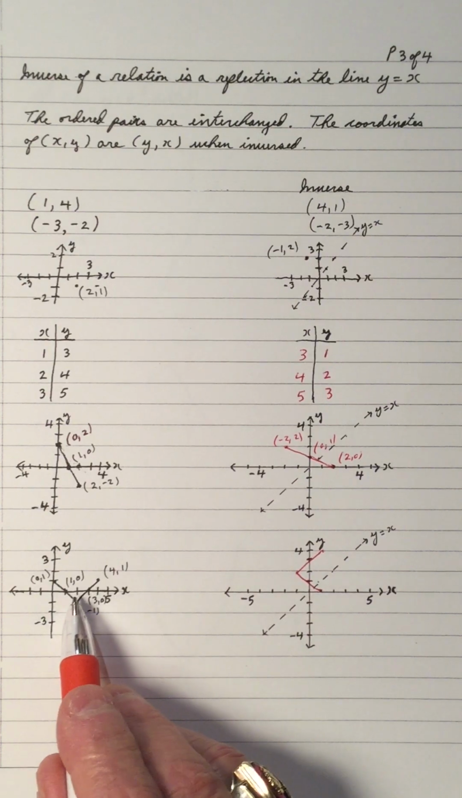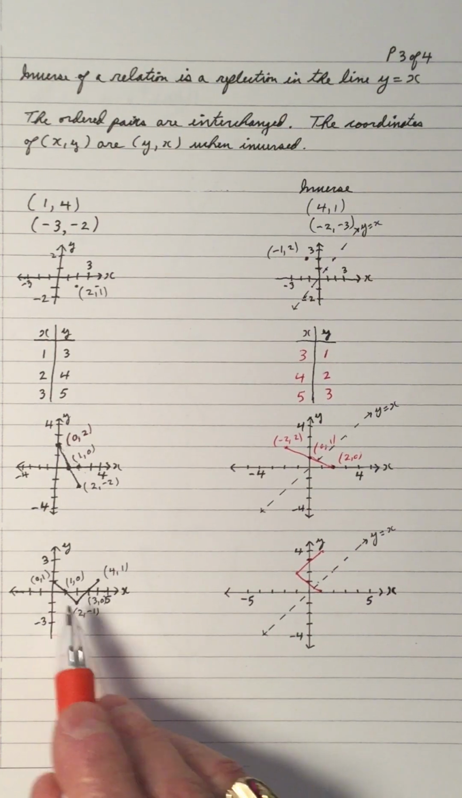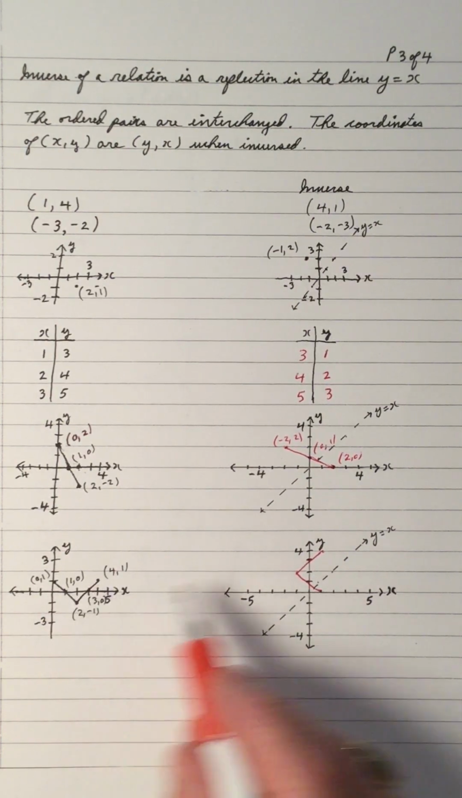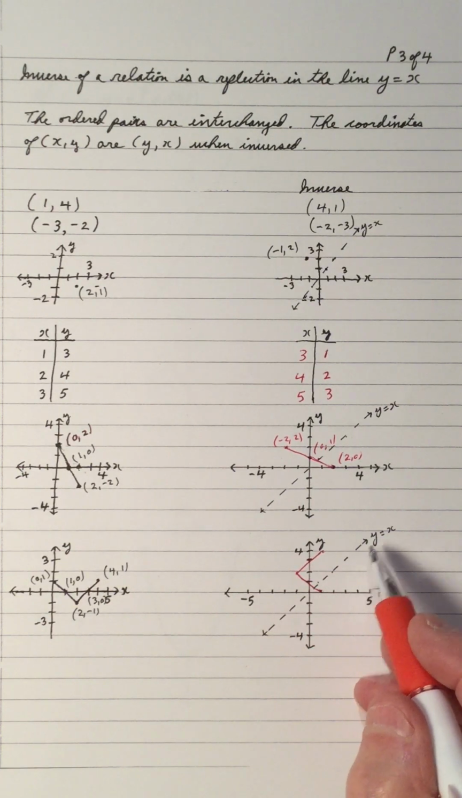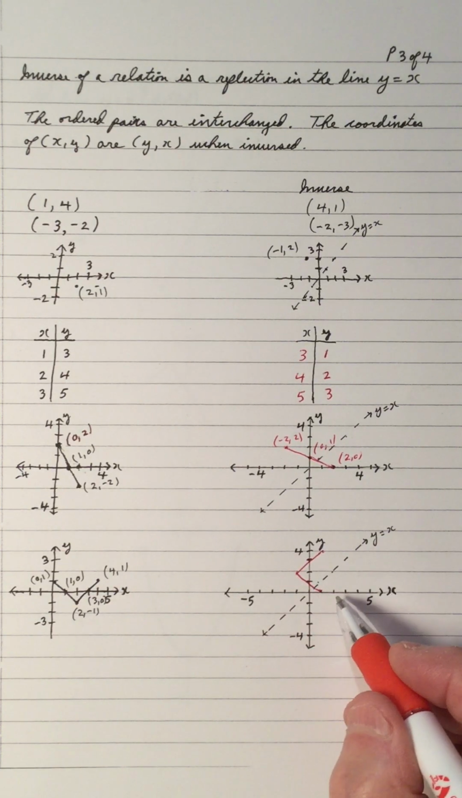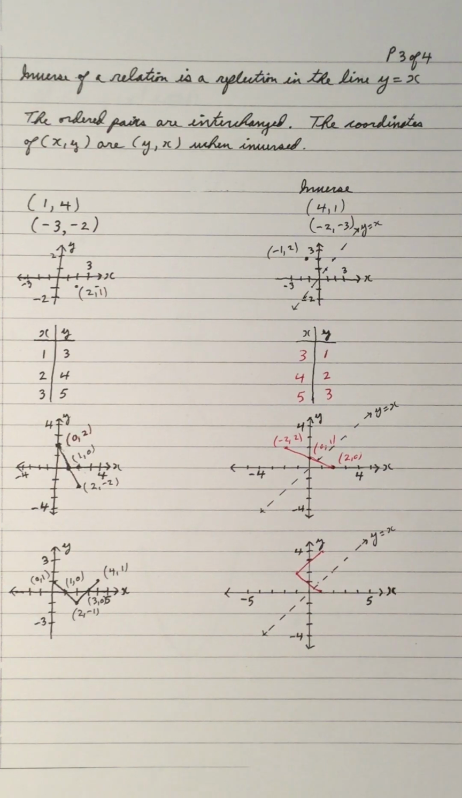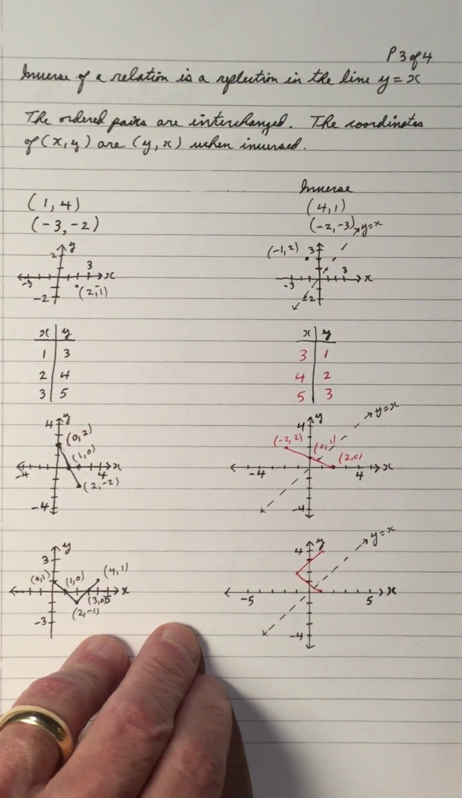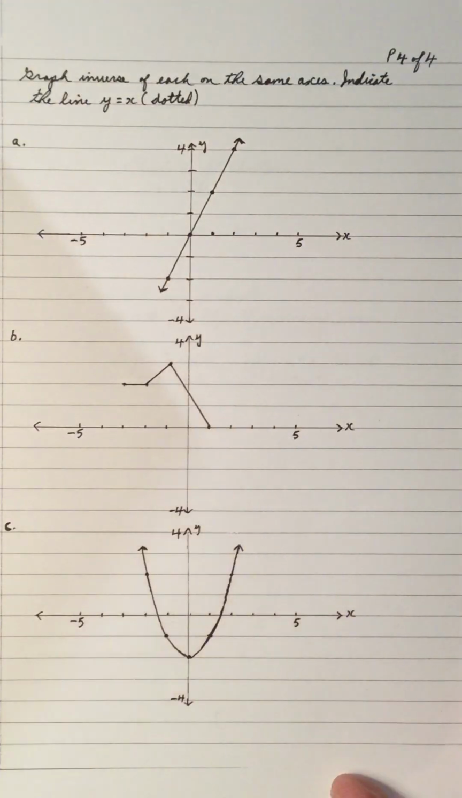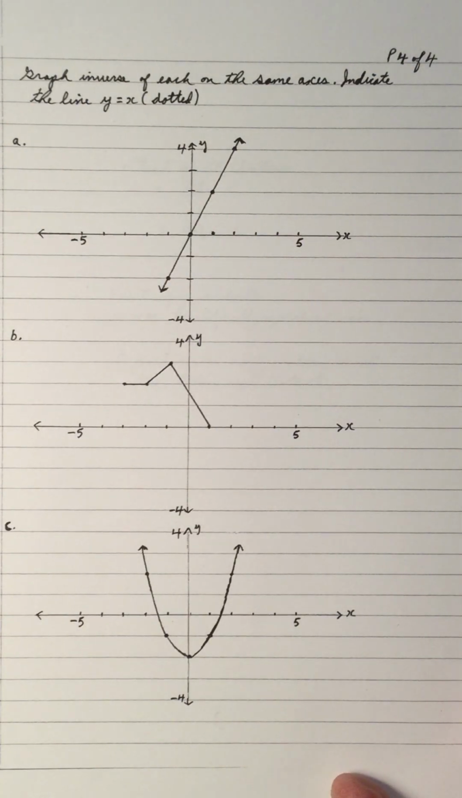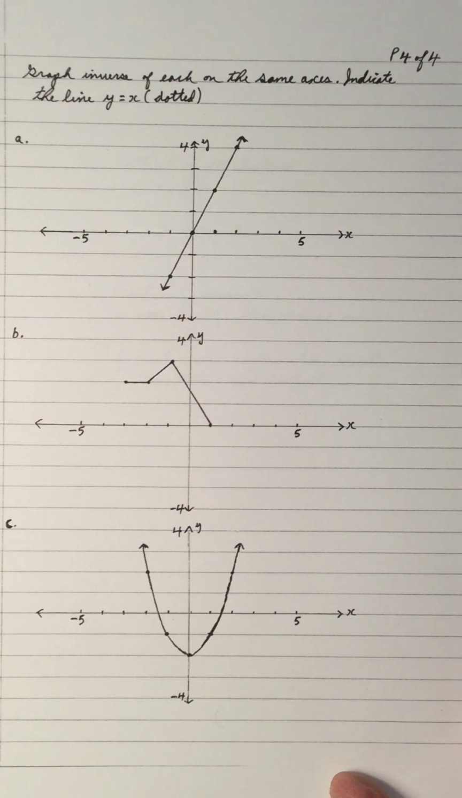So the inverse of this relation here, the graph is this. You can see it's reflected in the line y equals x. So the ordered pairs are switched. X becomes y and y becomes x. I just take my time in explaining this because it can be a little bit confusing if you don't approach it the right way.